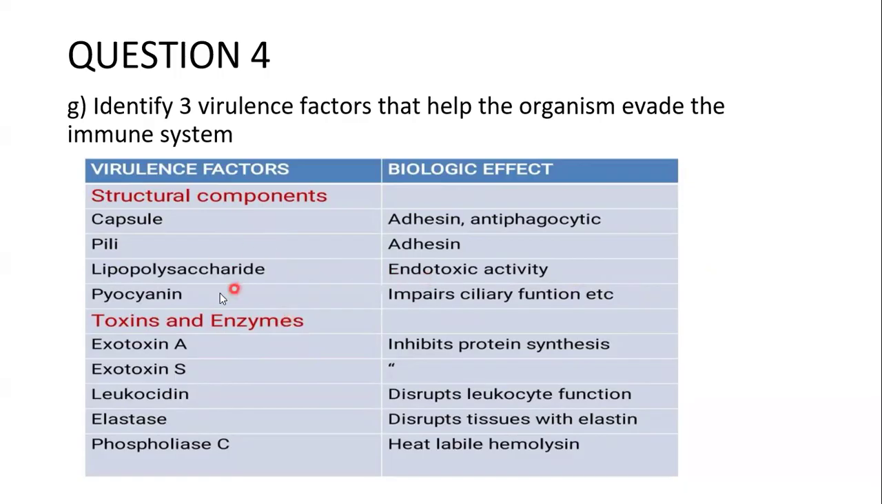Then for the toxins: toxin A, toxin S, leukocidin, elastase, phospholipase C. Toxin A inhibits protein synthesis, toxin S also protein synthesis. Leukocidin disrupts leukocyte function. Elastase disrupts tissue with elastin. Phospholipase C, heat labile hemolysin. Okay.